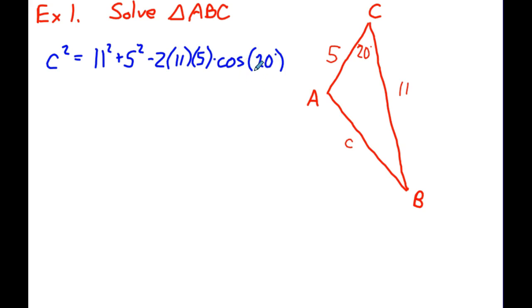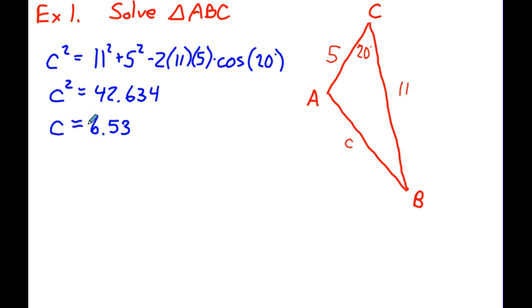At this point, we just have to use a calculator to simplify the right portion of our equation and then take the square root of that result. So simplifying the right side, we get c squared equal to approximately 42.634. And then if we take the square root of both sides of the equation, we get C is approximately 6.53.